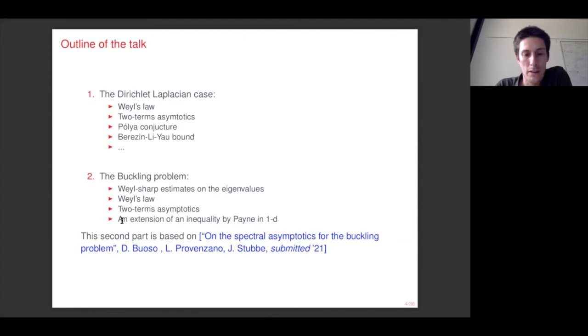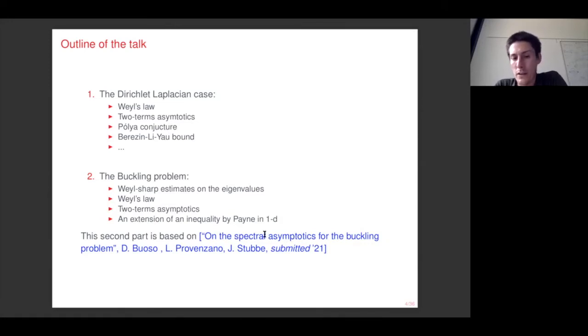And finally, something which is not directly related to asymptotics of eigenvalues, but which somehow arose when we were considering the buckling problem in one dimension. It is an extension of an inequality due to Payne, in the case of one dimension for the buckling problem. And as I've said, this part on the buckling problem is based on joint work with Davide Buoso, Luigi Provenzano, and Joachim Stubbe, and is contained in this preprint that is currently submitted for publication, and that can be found already on the arXiv.